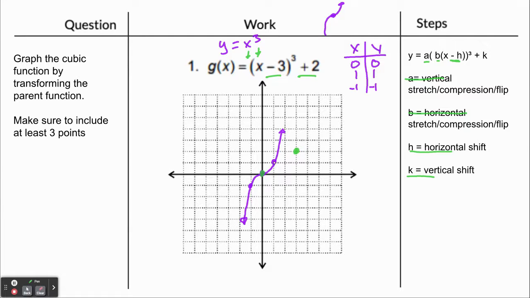There's no stretch or anything like that, so I'm taking these points here and also moving them over 3 and up 2. There's no change here, so we're just shifting this whole thing. So what we should see here is that the general cubic function just looks like this.